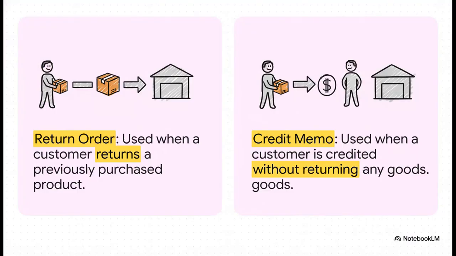So this is something that trips people up all the time. Let's clear it up. A return order is for when a physical box is coming back to your warehouse. But a credit memo, that's all about the money. Maybe you overcharged a customer, or a product was a little damaged and you're giving them a discount. No goods are actually coming back.